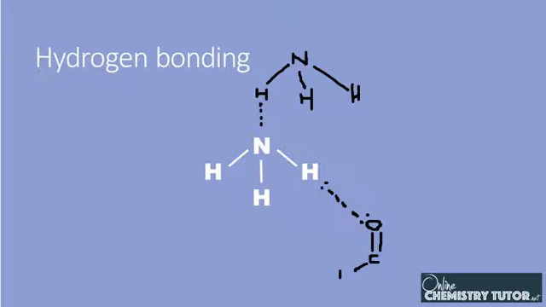methanol. So here's methanol, an alcohol. It has an oxygen atom, which has lone pairs, and that lone pair on the oxygen atom can hydrogen bond with a hydrogen atom that's covalently bonded to oxygen, nitrogen, or fluorine.